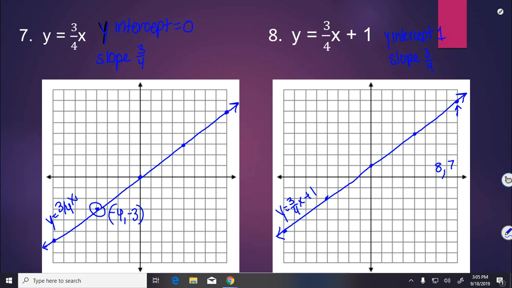So let me show you that that works. Again, if I plugged in the 8, 3/4 times 8 is 8 divided by 4, which is 2, times 3 is 6, and 6 plus 1 is 7, so it checks out.